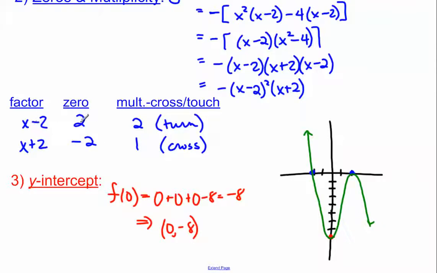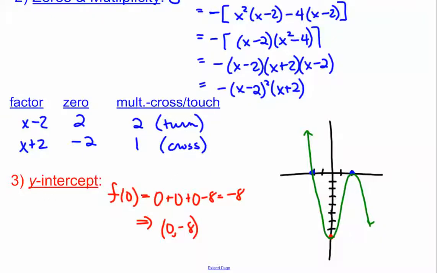So if it's x minus 2, then the 0 is 2. If it's x plus 2, the 0 is negative 2. And on the 2, that's where we had the exponent of 2, so we're going to actually touch and turn there. At the negative 2, its exponent was 1, so we're going to cross.